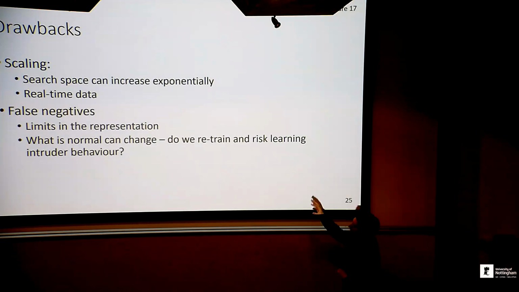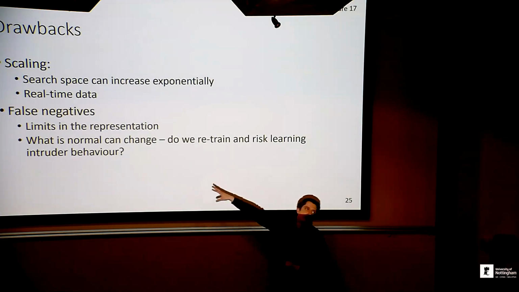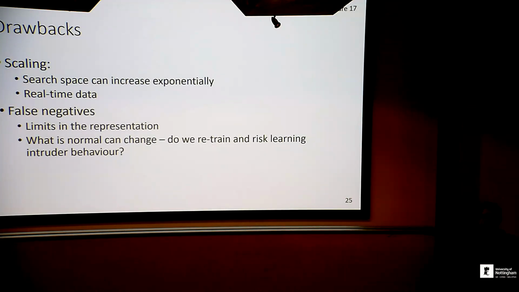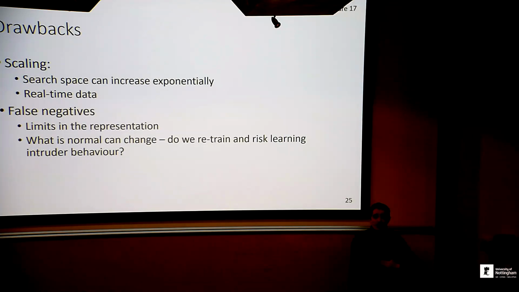And then we've got this problem of normal behaviour can change. So maybe the intruder is already there when you're running the training, or we accidentally miss some attacks while we're training and flag them as normal, and they get learned into the training set.